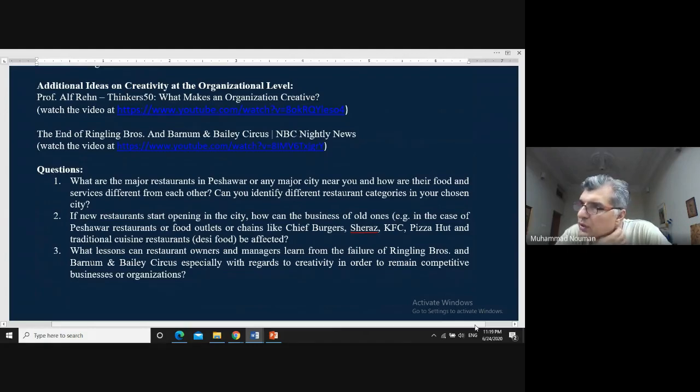So if new restaurants come in, for example, in the cafe category or any other category, what is the likely impact that may occur as far as the old or established players are concerned? Give your assessment or idea. What do you think? And like I said, there is no single correct answer for any of these questions. You just have to share your thoughts.